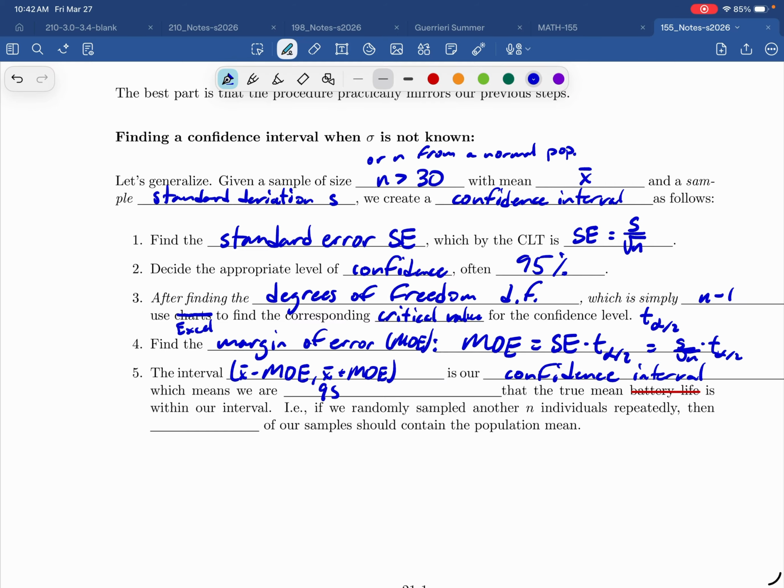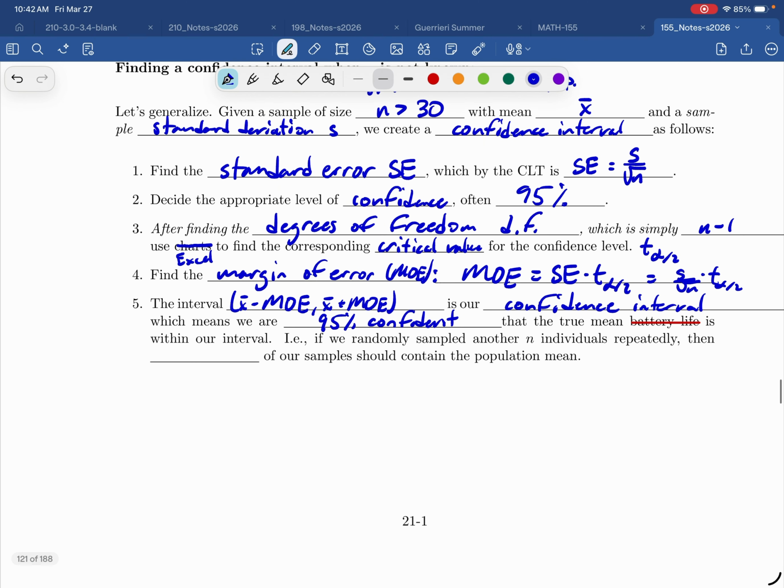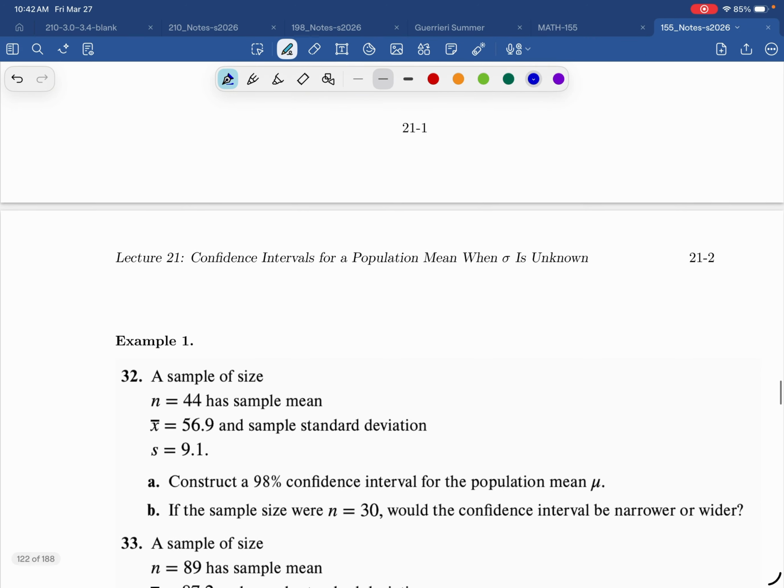Which means we are, and again, we want to be careful with this phrasing, 95% confident that the true mean is within the interval. In other words, if we kept taking these confidence intervals over and over again with different sample means each time, then 95% of the samples would contain the population mean.